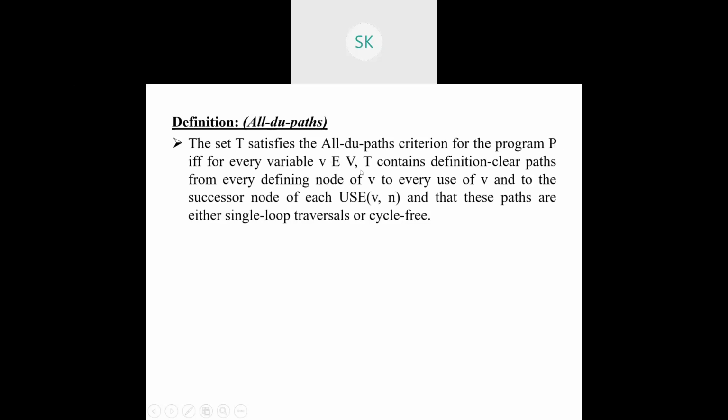So then T contains definition clear path from every defining node of V to every use of V, and to the successor node of each use of V, comma N, and that these paths are either single loop traversal or cycle free. What is the statement all about? We can understand every defining node of V to every use of V, and to the successor node of each use of V, comma N.